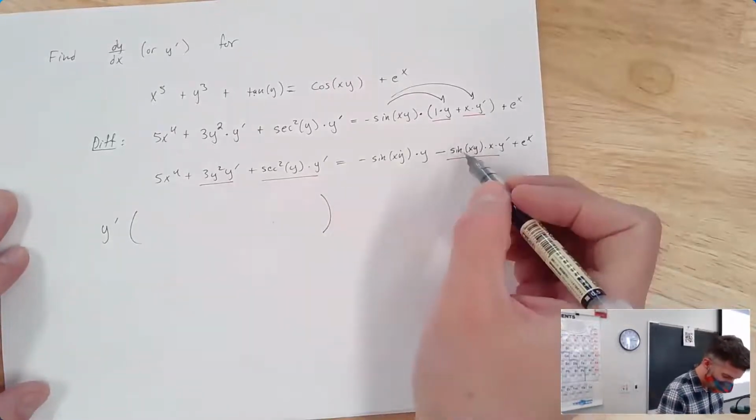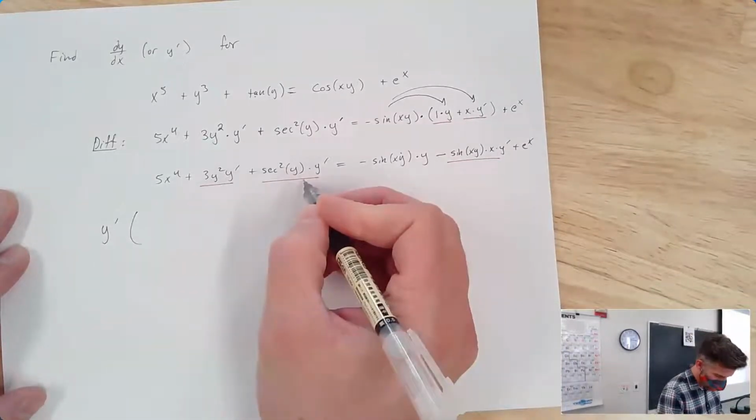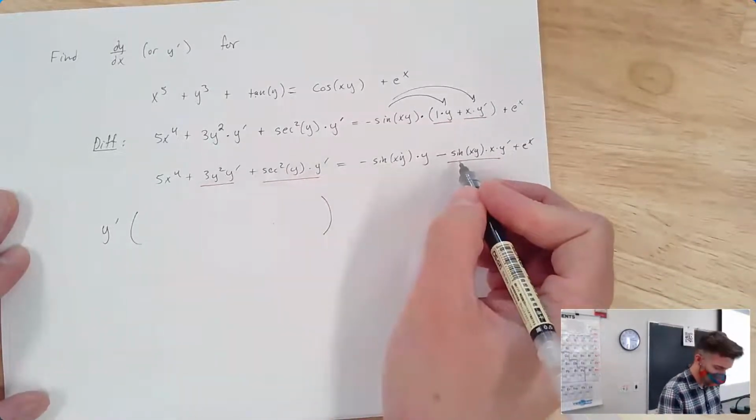So we're bringing this over, and then we're factoring out a y prime from this term and this term. So I'm going to have a positive sine of xy times x.